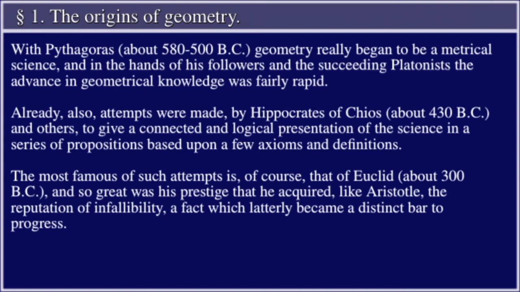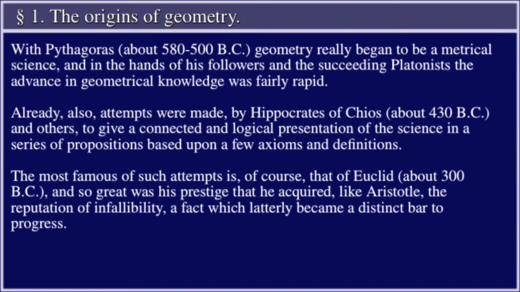With Pythagoras, about 580 to 500 BC, geometry really began to be a metrical science, and in the hands of his followers and in the succeeding Platonists, the advance in the geometrical knowledge was fairly rapid. Already, also, attempts were made by Hippocrates of Chios, about 430 BC, and others, to give a connected and logical presentation of the science in a series of propositions based upon a few axioms and definitions.